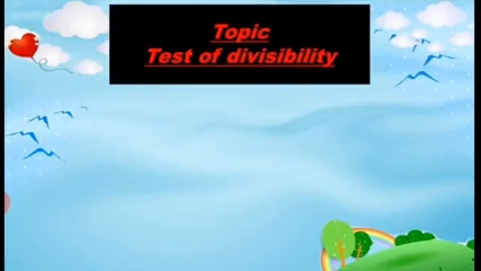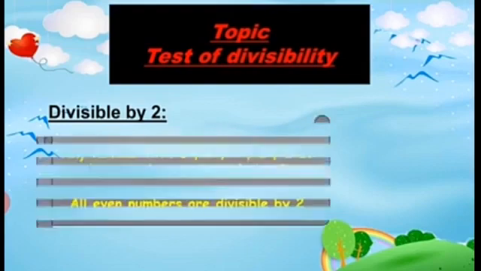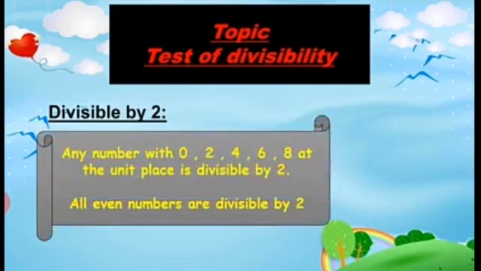Now class, our topic for today is test of divisibility. And the first is divisible by 2. And the definition of divisible by 2 is any number with 0, 2, 4, 6, 8 at the units place is divisible by 2. As you all know, students, about even numbers, 0, 2, 4, 6, 8 are even numbers. So all the even numbers are divisible by 2.